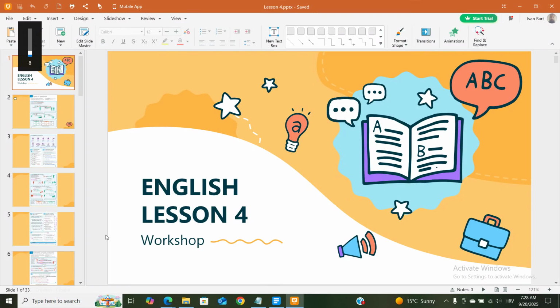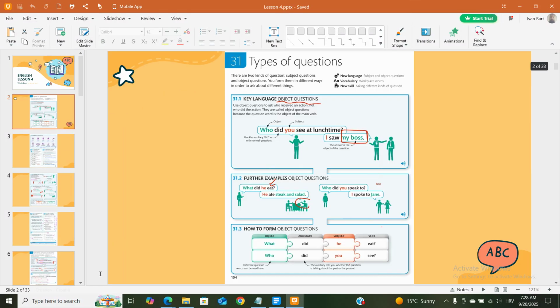31 Types of questions. There are two kinds of question: subject questions and object questions. You form them in different ways in order to ask about different things. 31.1 Key language: object questions. Use object questions to ask who received an action, not who did the action. They are called object questions because the question word is the object of the main verb.